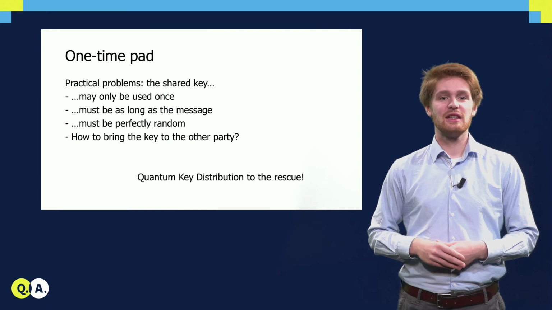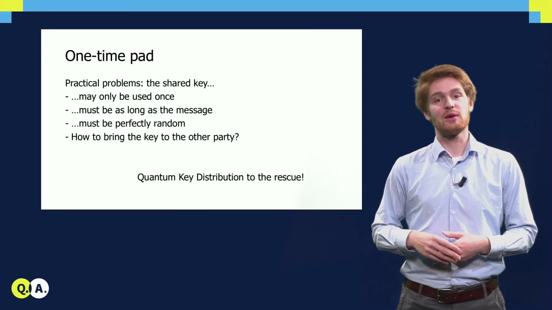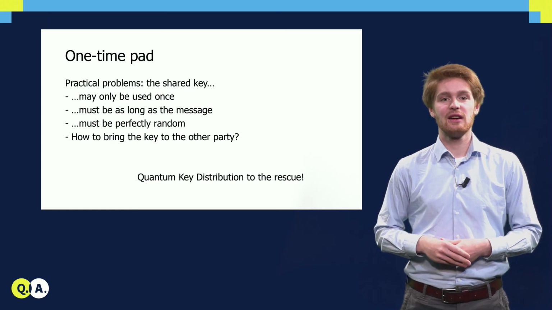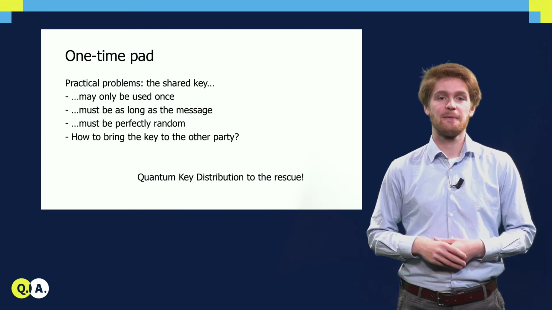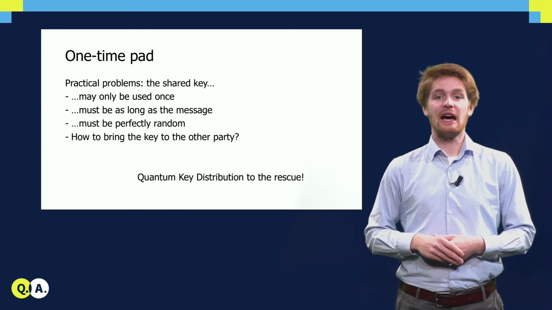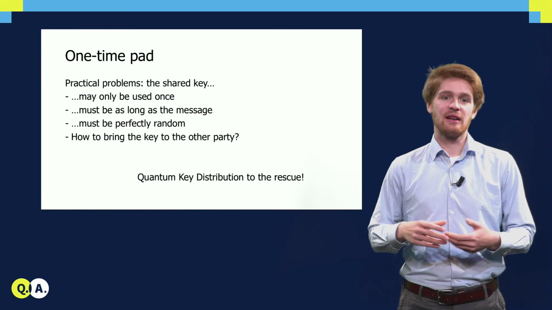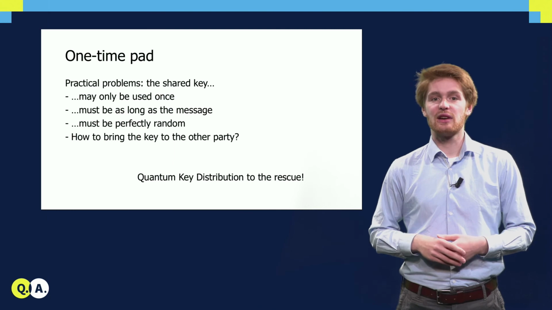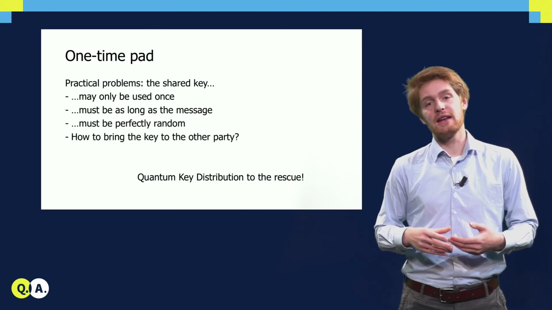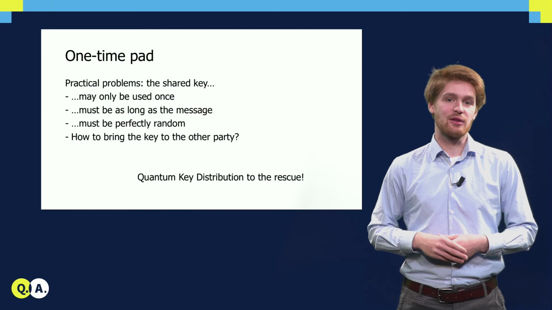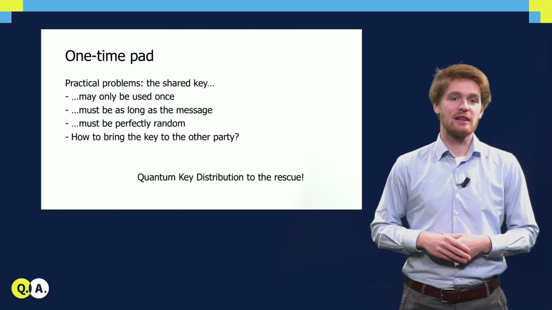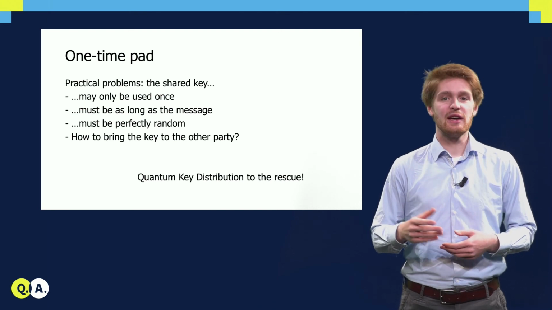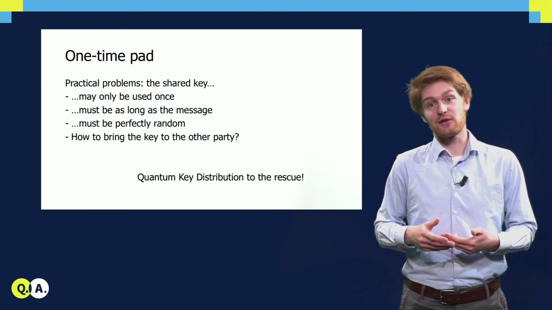First, we have just seen that it may only be used once if you want security to be guaranteed. So every time you would want to send a private message to a friend, you need to establish a fresh secret key. Second, the key must be as long as the message itself. This can become impractical if you want to watch a movie online, which quickly reaches a gigabyte of data. And then, in practice, perfect randomness is hard to produce, and maybe most importantly, how do you bring the key to the other party? You don't want to go to the physical location of your bank every time you want to transfer money online.